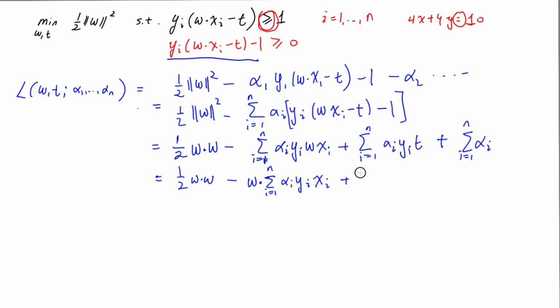And similarly, the T here doesn't have an index, so we can take it outside. And we finish it off with this sum. Okay, so that's our Lagrangian.